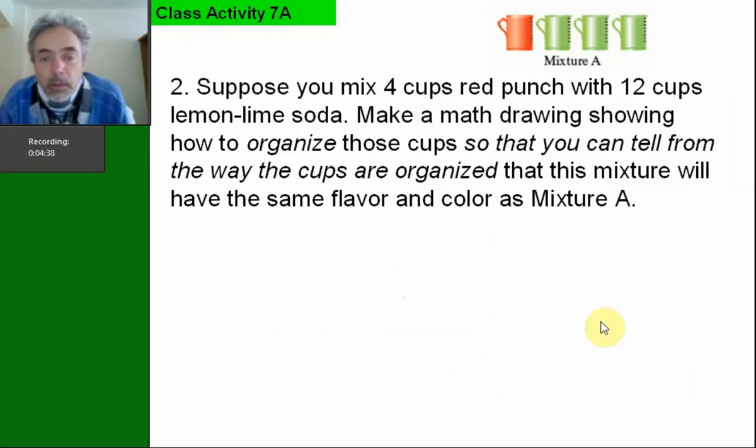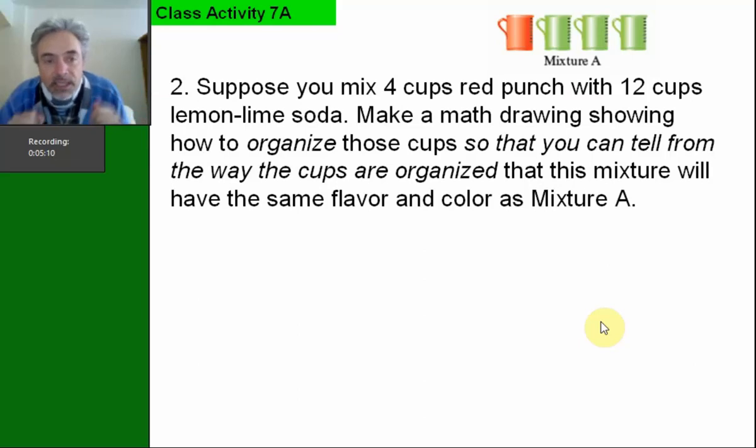Okay, now suppose you have 4 cups of red punch and 12 cups of lemon lime soda. Make a math drawing showing how to organize those cups so that you can tell from the way the cups are organized that this mixture will have the same flavor and color as mixture A. Sometimes when you organize your data better, you can visualize better how to solve the problem. For example, if I give you scrambled data, you can look at it and see nothing in it.